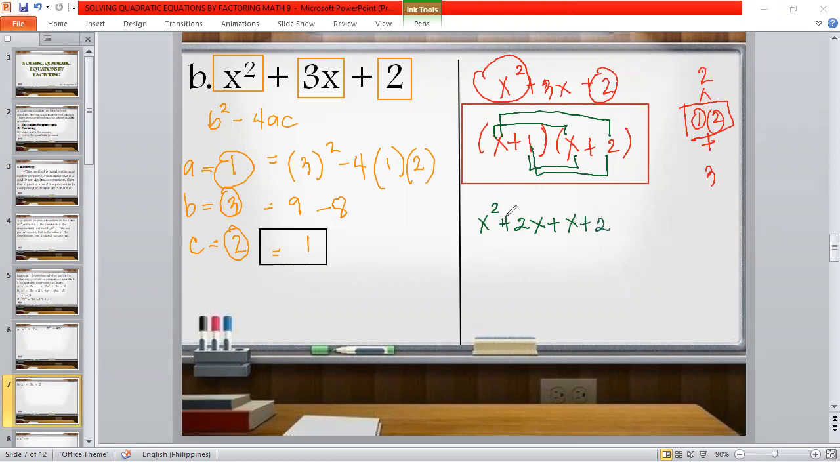Simplify kasi magkapareho po ito, di ba? So, x squared plus 2x plus x is 3x, plus 2. Pareho po ba sila ng ating given? Very good. Pareho lang po sila. Nakukuha po? Very good. Now let's proceed to another example.